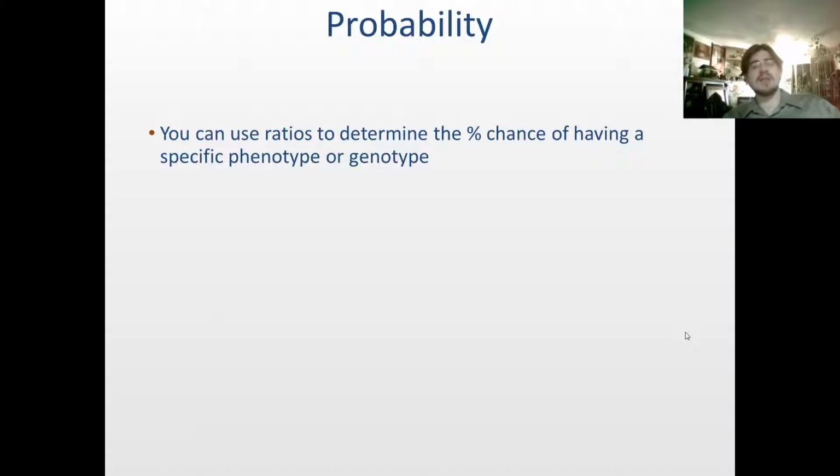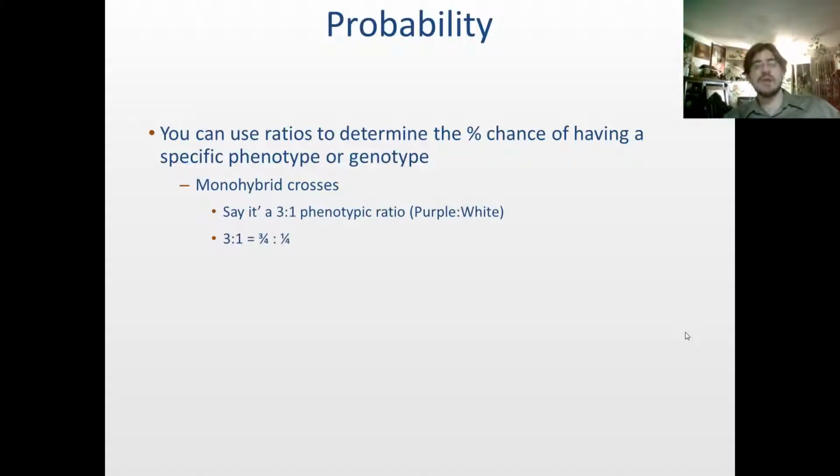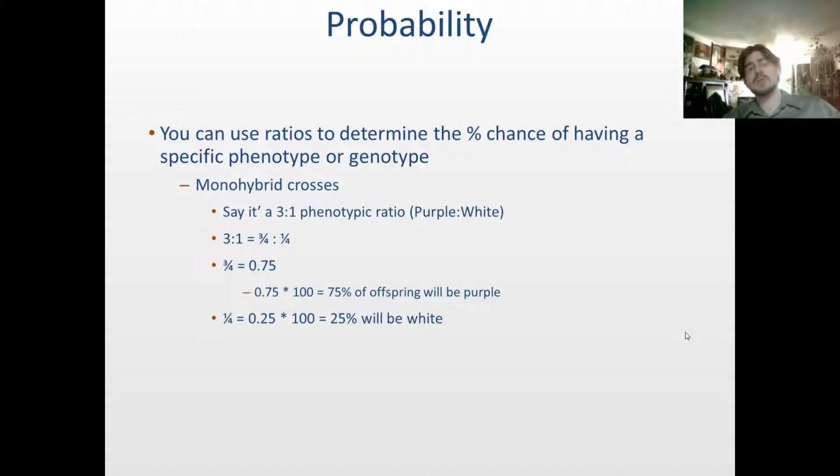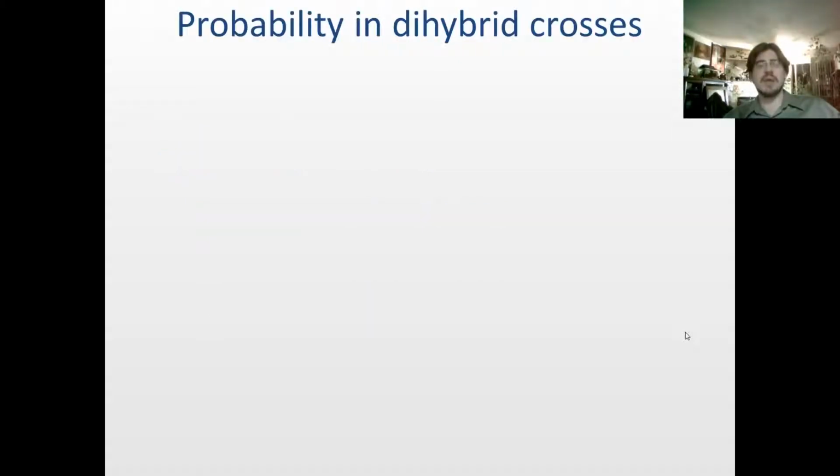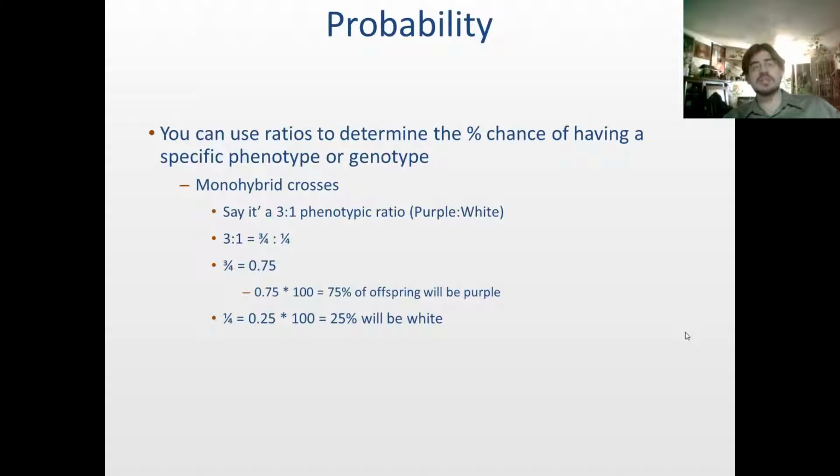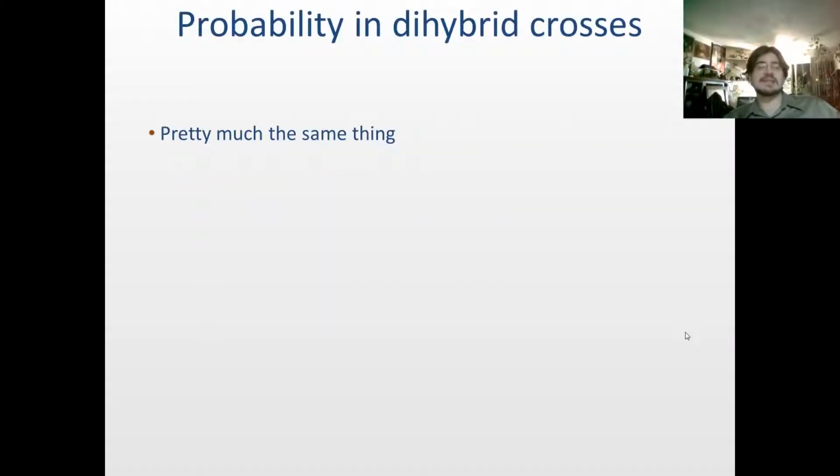Then we calculate the probability. Let's calculate the percent chance of having a specific phenotype or genotype. In a monohybrid cross, 3 to 1 phenotypic ratio. Well, 3 to 1 is 3/4 to 1/4, because there were 4 possibilities. 3/4 is 0.75 times 100, a 75% chance of the offspring being purple. 1/4, 25% chance of the offspring being white. Dihybrid crosses are pretty much the same, except instead of 4, our denominator is 16. So, 9 to 3 to 3 to 1.